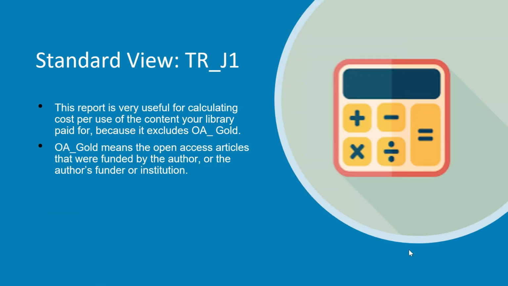So TRJ1 is very useful for calculating the cost per use of the content that your library or organisation pays for, because it excludes OA Gold. So it really lets you understand where your subscription money is going. OA Gold, just to clarify that, means open access articles that were funded by the author or the author's funder or institution. Next slide, please.